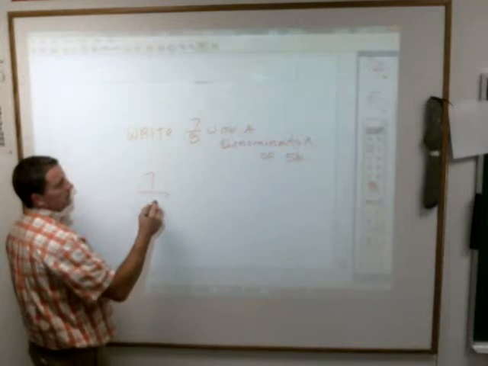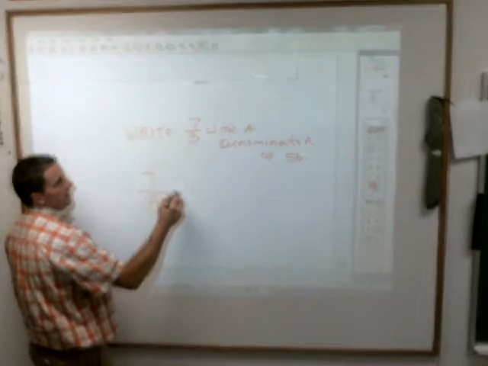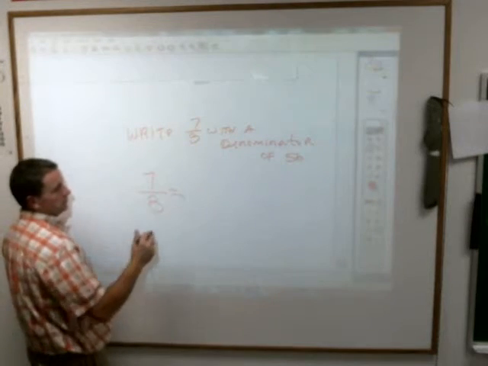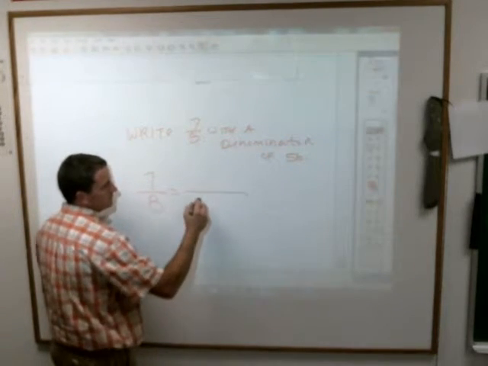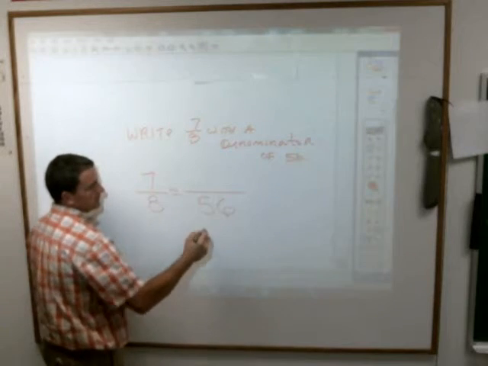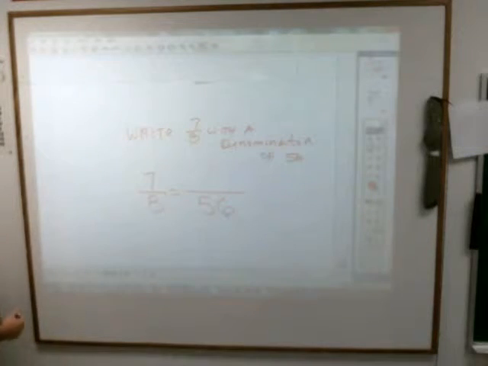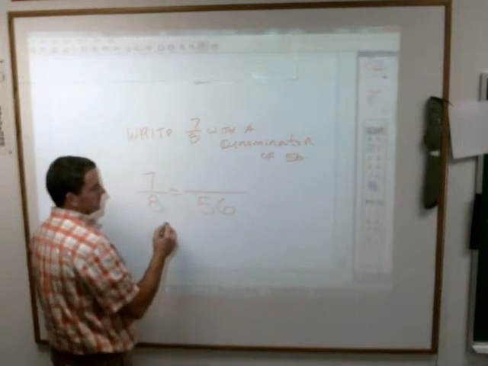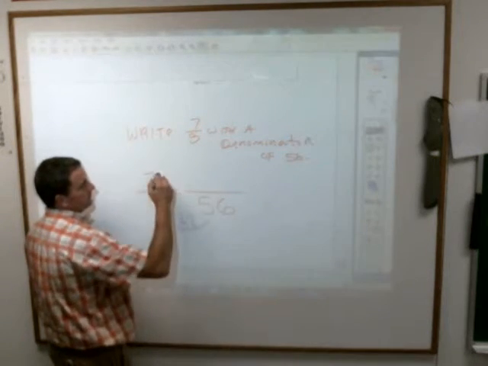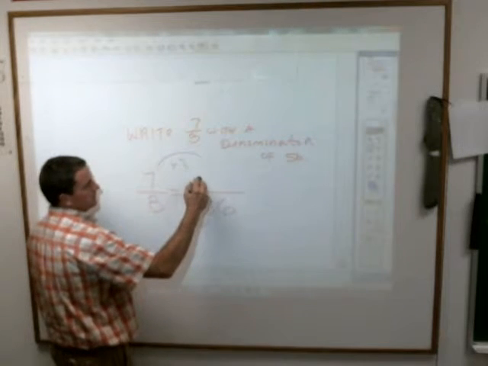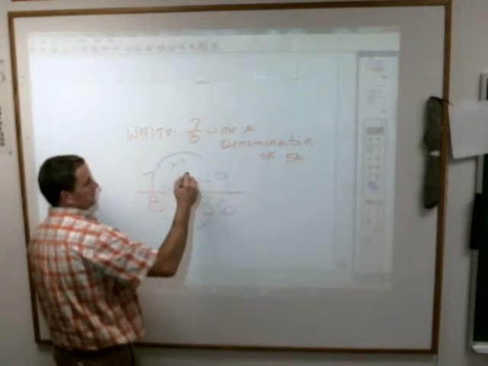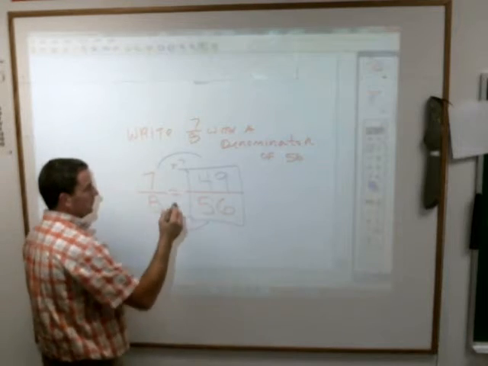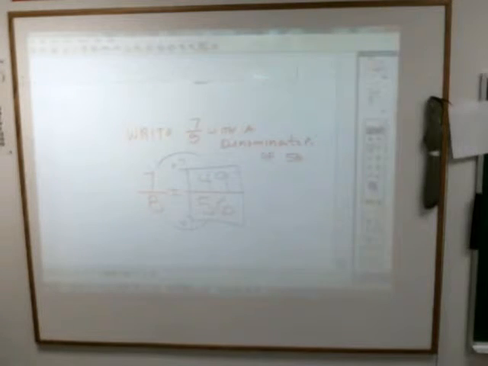I would say, okay, I'm starting with the fraction 7/8. I want to make an equal fraction to it that has a bottom of 56. That's how I write it down. And then do what Kelsey said, which was, how many times does 8 go into 56? 7. So 7 times 7 is 49. So the fraction that they're looking for is 49/56.